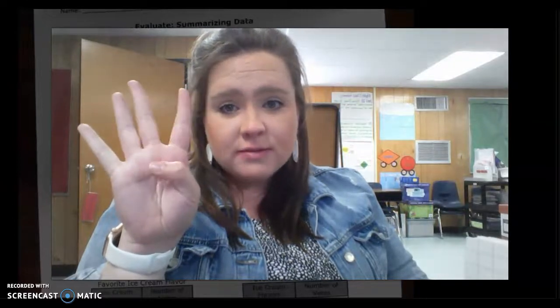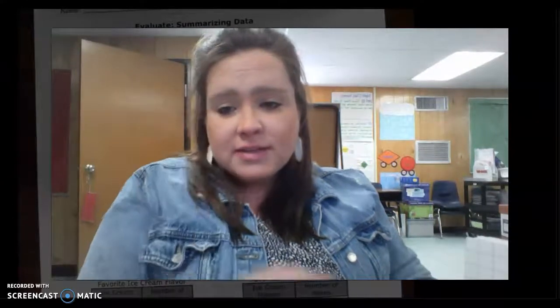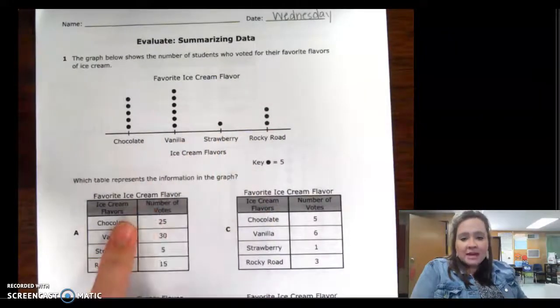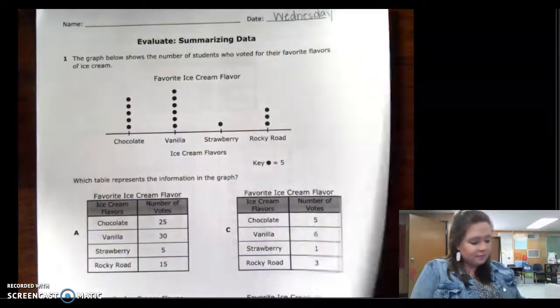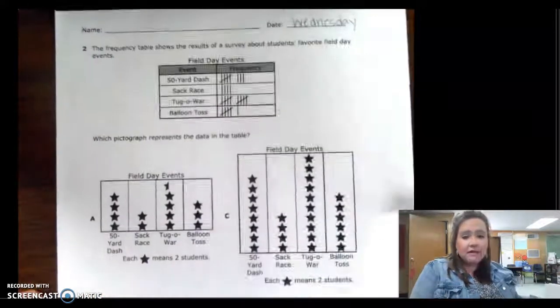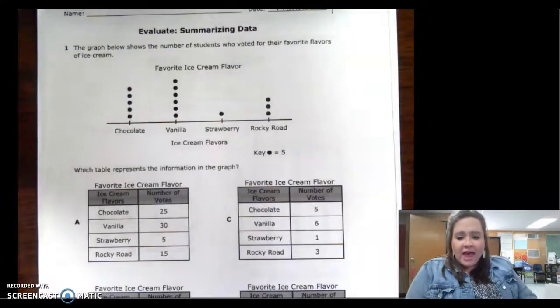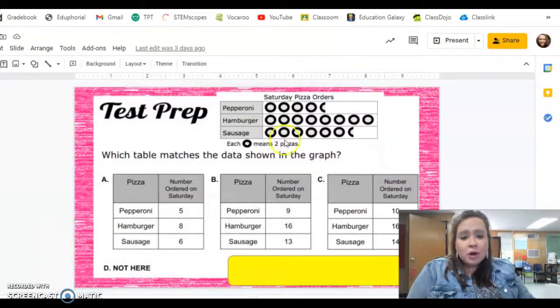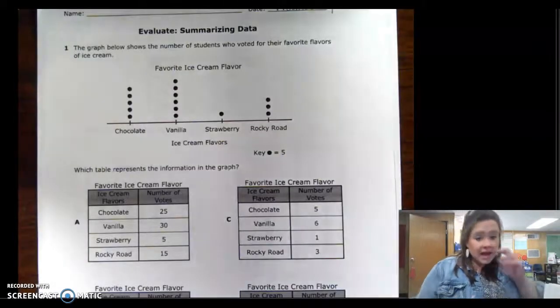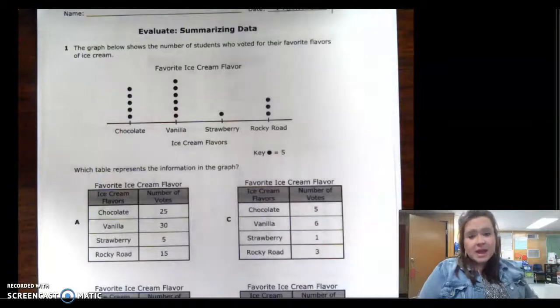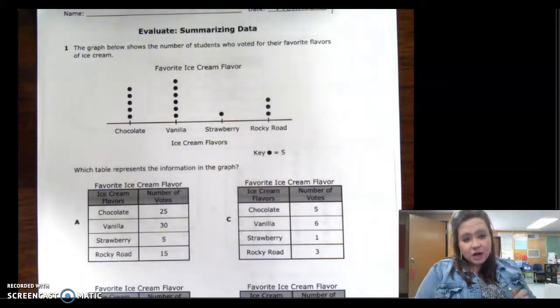Okay, there's 4 of them. So bar graphs, pictographs, dot plots, and frequency tables. Today, we are going to be looking at a dot plot and deciding which table matches that information. And then we're going to be taking a frequency table and matching it to the correct pictograph, okay? And then you guys are going to do a pictograph and match it to the correct table in the answer choices, all right? So I'm going to model these two, and then you guys are going to practice with one, and then you have an Education Galaxy assignment to complete over representing data.